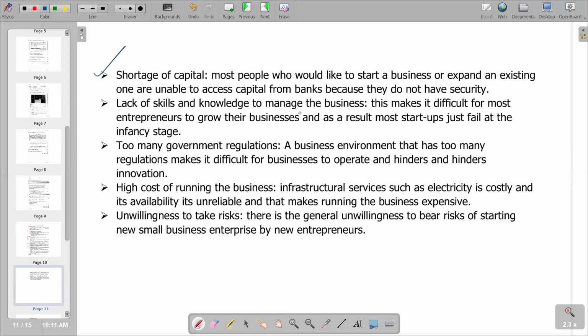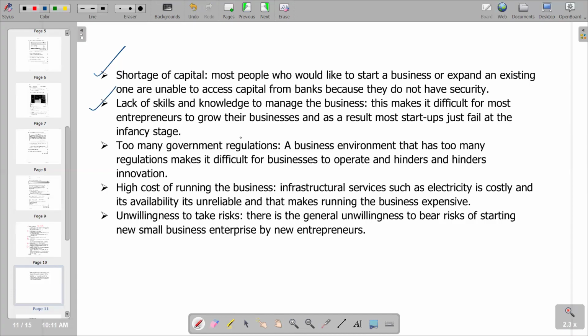The next point is lack of skills and knowledge to manage the business. Obviously they need training so that they are abreast with the skills that are required to operate a business. This makes it difficult for most entrepreneurs to grow their business, and as a result, most startups just fail in the infant stage, that is, as they start to operate, then they fail. Then this is one way.